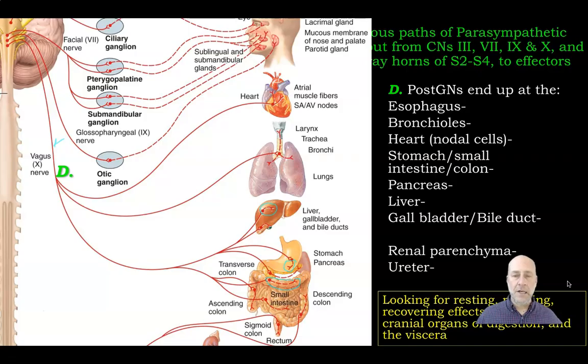Gallbladder, bile duct, increase secretion of bile, increase the action of the biliary tree, get more bile into there to emulsify fats and help to digest yummy fats and give you that great metabolic energy from fat.